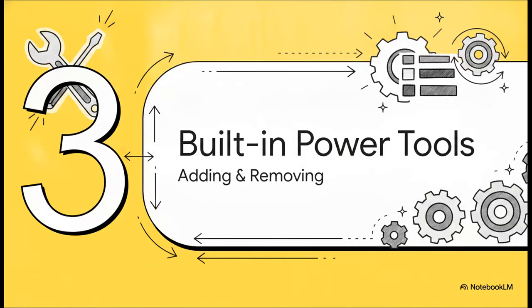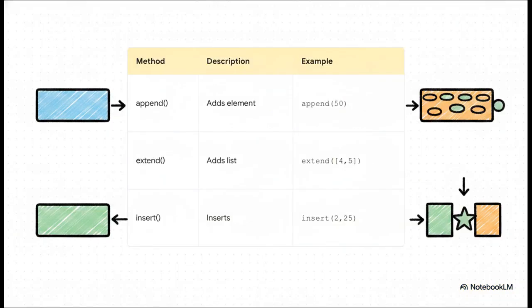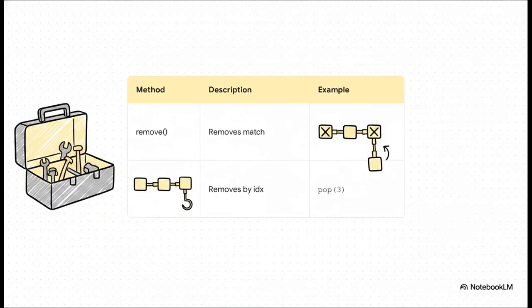Okay, next up, let's look at our power attachments, adding, removing, and organizing data. We can selectively add data to our lists without rebuilding the whole shebang. You just use append to snap a single element right onto the very end. But if you have an entire second list you want to merge, extend unpacks those items and adds them all to the end. Or if you need real surgical precision, insert lets you drop a new element exactly at the index position you specify.